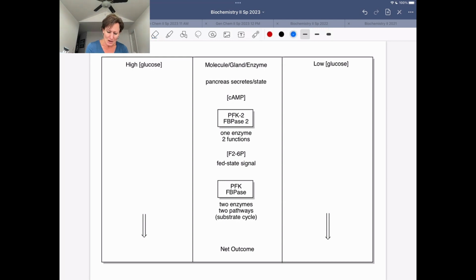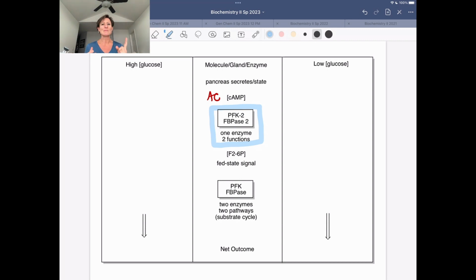So let's think about what's happening here. Just like when we've seen sheets like this before, we're going to talk about the centerpiece first. So again, we're talking about what is the molecule, gland, or enzyme that we're talking about. We're first going to ask what's happening with the pancreas, what state are we in, what's the pancreas secreting? What is that doing to cyclic AMP levels? Remembering that cyclic AMP levels are a direct reflection of what kind of chemistry is happening with adenylate cyclase. And then we're going to ask what is happening with this bifunctional enzyme, PFK2 FBPase2? So kinase and phosphatase activities within the same enzyme.